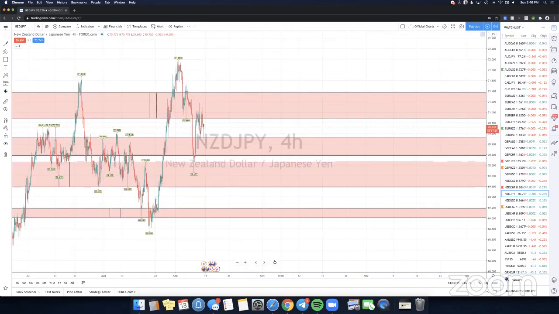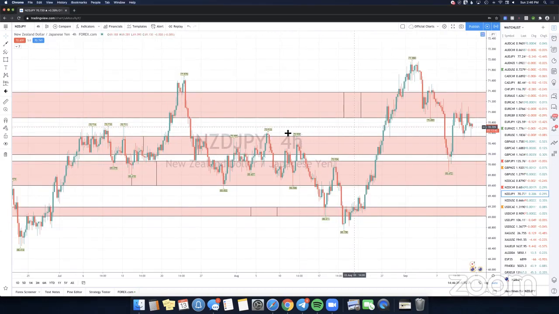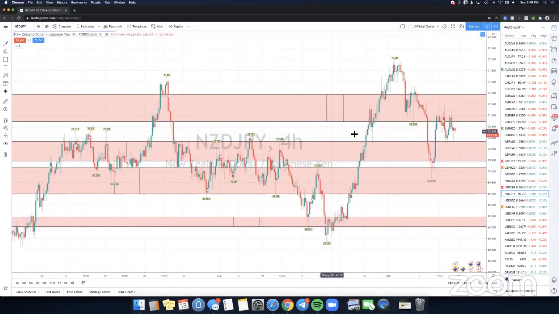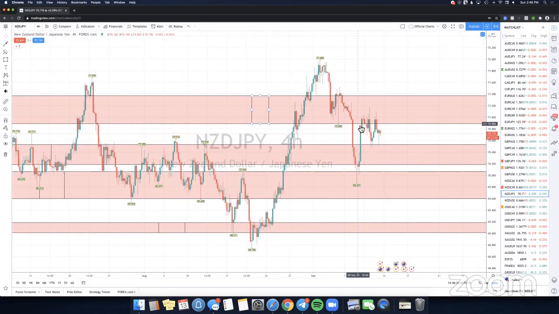So there goes that right there. For NZD-JPY, the closest upper zone is going to be 70.89.